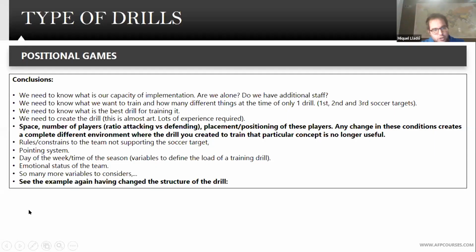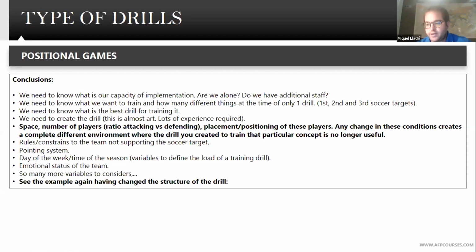So conclusions after that, and I know that I'm being repetitive, sorry. What's our capacity of implementation? Are we alone? Do we have additional staff? We need to know what we want to train. I knew it before designing the drill. I knew what I wanted to train.